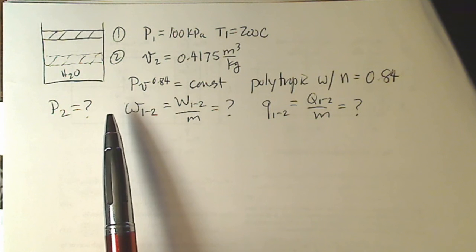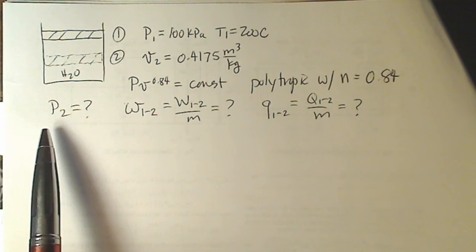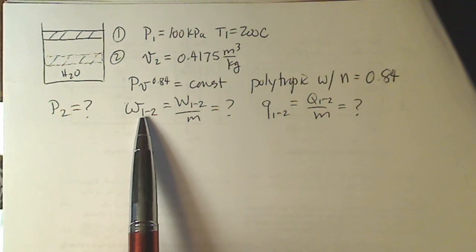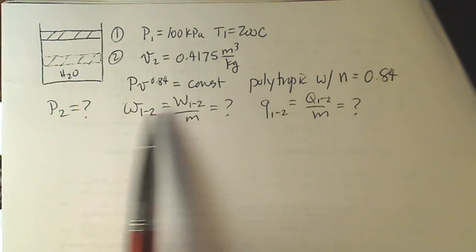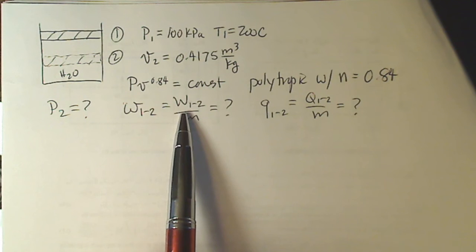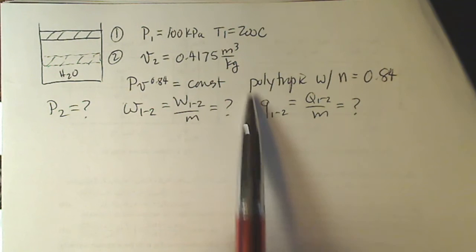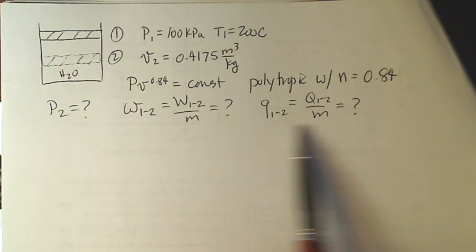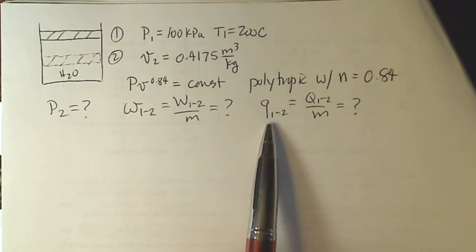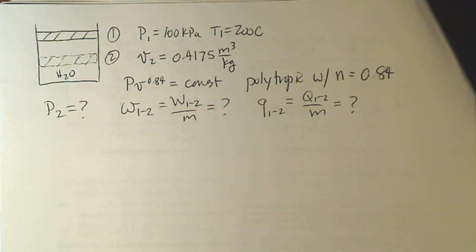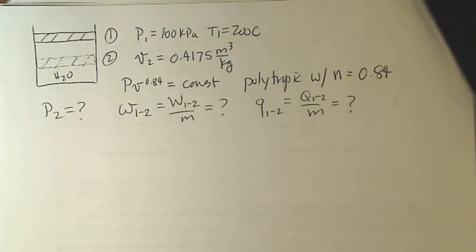So what we're asked to do here is to find the final pressure, the work that's done in this process, and then, sort of as a bonus or pushing ahead a little bit, we'll consider the first law of thermodynamics and see if we can calculate the heat that's added, the amount of heat transfer that occurs during this process. So here we go.